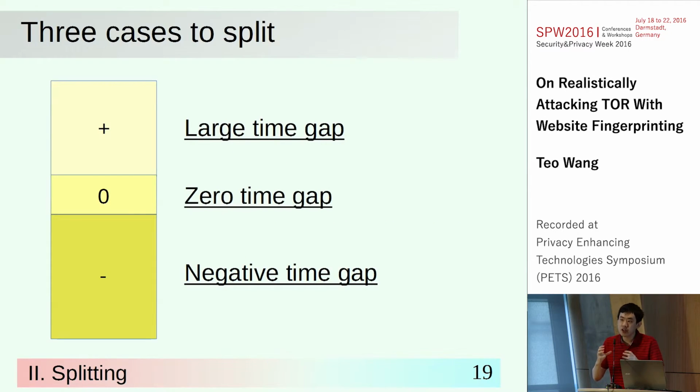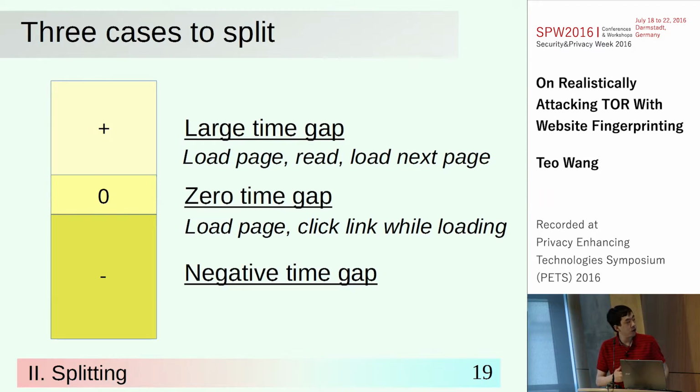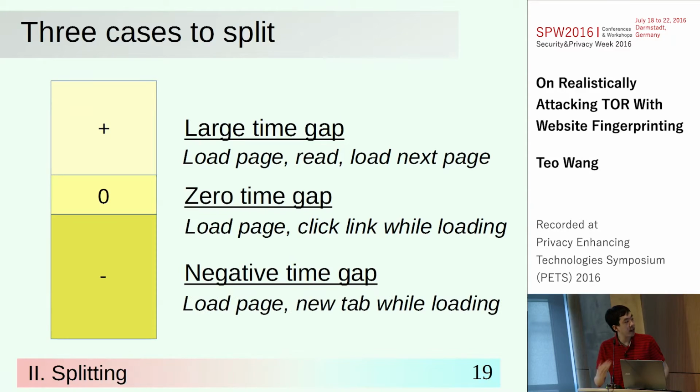So there are really three subproblems to this problem. There's the large time gap problem, the zero time gap problem, and the negative time gap problem. This describes the time gap between the two packet sequences that we would like to split. If there's a large time gap, it's easier, and if there's a zero, it gets harder down the track. So those all correspond to realistic activities. For a large time gap, you load the page, you read it, you have some think time, and you load the next page. For a zero time gap, you load it and you click while it's still loading. For a negative time gap, you load the page, but then open a new tab while you're already loading.